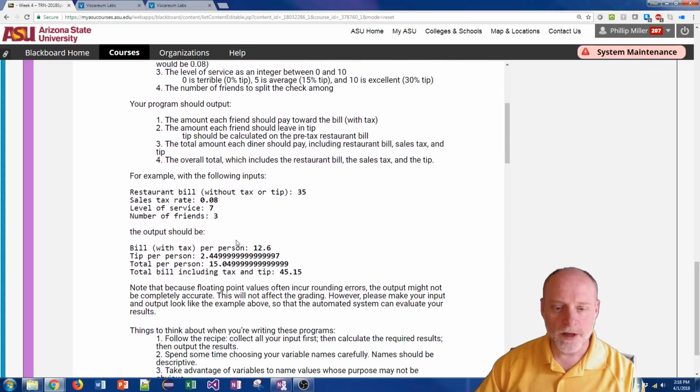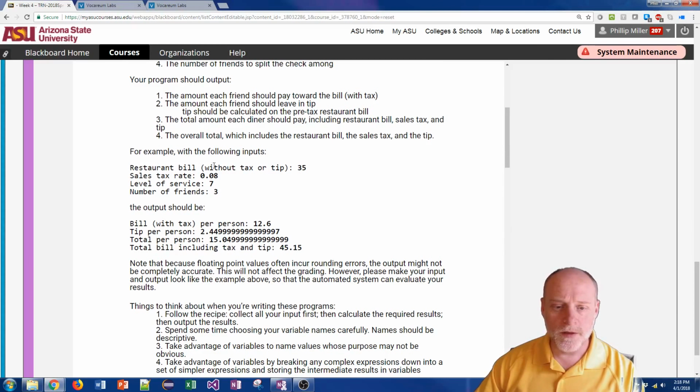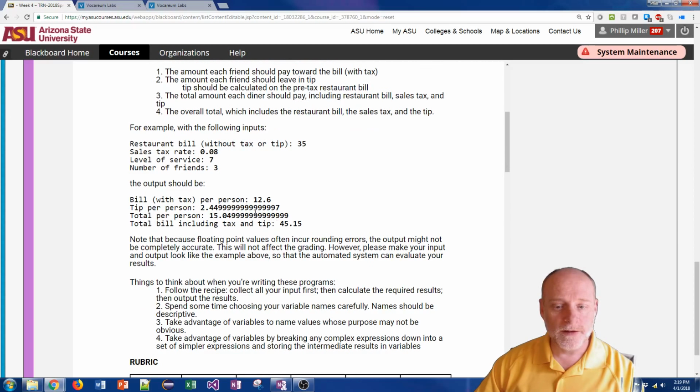There's a sample input and output, so you run this and the user inputs $35 for the bill and an 8% sales tax rate, service level of 7, and 3 friends, and the output should be very similar to this. The per person bill with tax, $12.60, the per person tip, about $2.45, total per person, $15.05, and the total bill including tax and tip, $45.15.